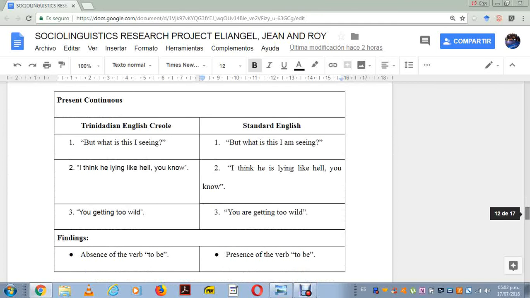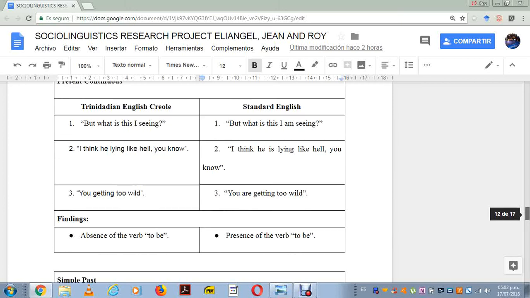Then we have the present continuous tense. In Trinidadian English Creole, we can see the example "but what is this I see?" And in standard English, it is "but what is this I am seeing?" The other example here is "I think he lying like hell, you know?" versus "I think he's lying like hell, you know?" And the third example: "you getting too wild," versus "you are getting too wild."